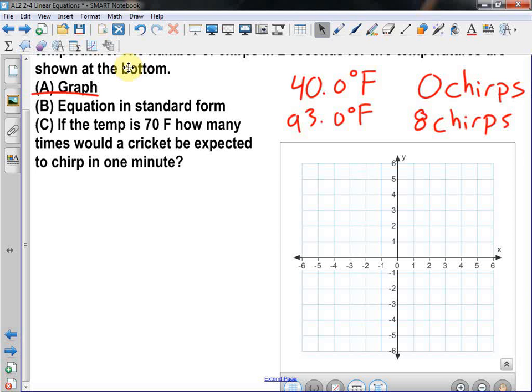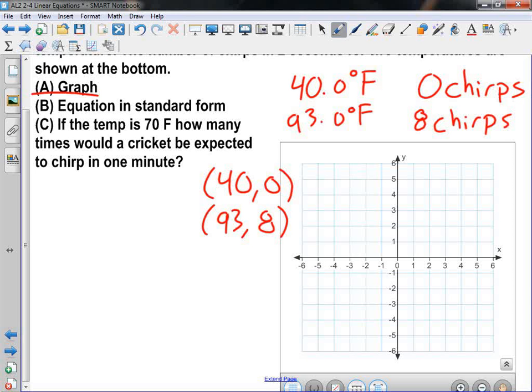How many points do I need to graph a line? 2. Do I have 2 points yet? Kinda. We can make 2 points, right? Does anybody want to try making a point? 40 and 0, 93, yeah. What was it, 8? There we go. So 40 and 0, 93, and 8.